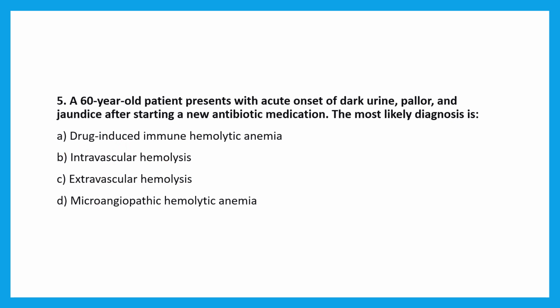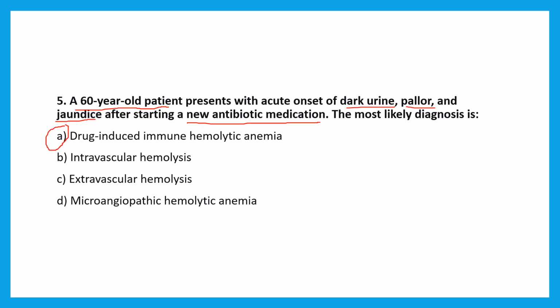So we are talking about who? A 60-year-old patient. What do they have? Dark urine. Okay, presentations: dark urine, pallor, and jaundice. When did this happen? When did it start? How did it start? A new antibiotic medication. Really, this points to what? This points to drug-induced immune hemolytic anemia.